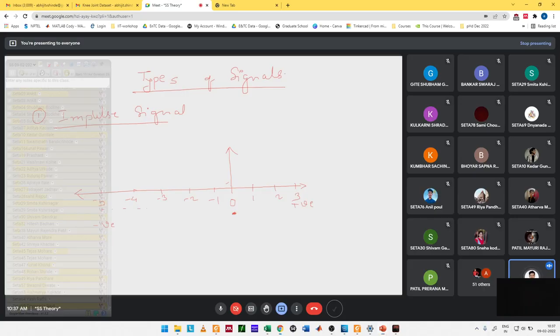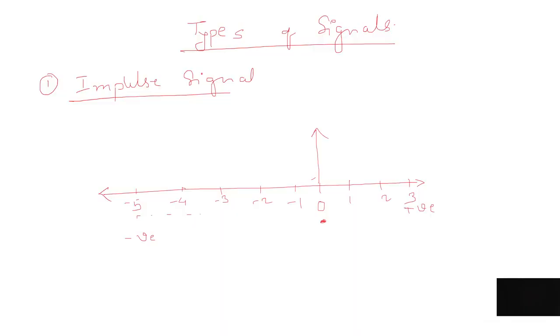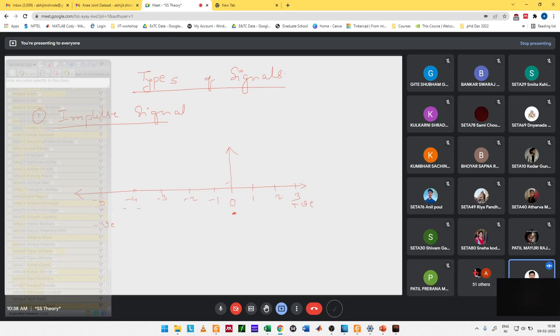I hope my screen is visible to you. Before that time it is not doing anything, and after that particular moment it will not do anything, but just for that moment it will give an amplitude. I hope I am clear. This is called impulsive behavior, and this signal is called the impulse signal.